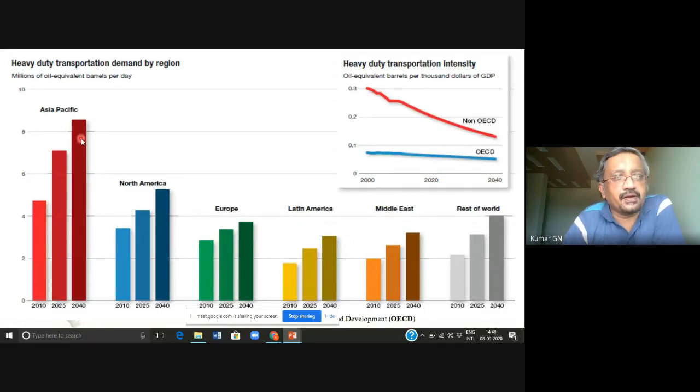Fossil fuels are required. So compared to other countries, the continent Asia Pacific fuel consumption is more because of more population, and it will be doubled maybe after 20 years. So we have to see this point, and we have to work towards alternative energy.